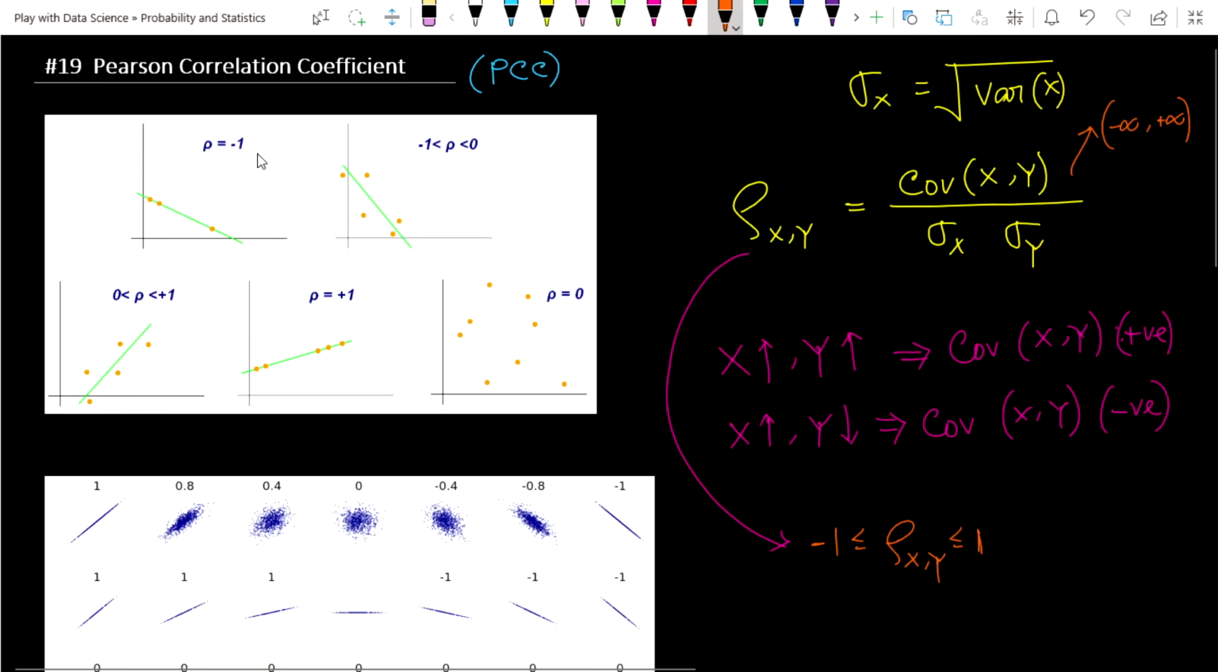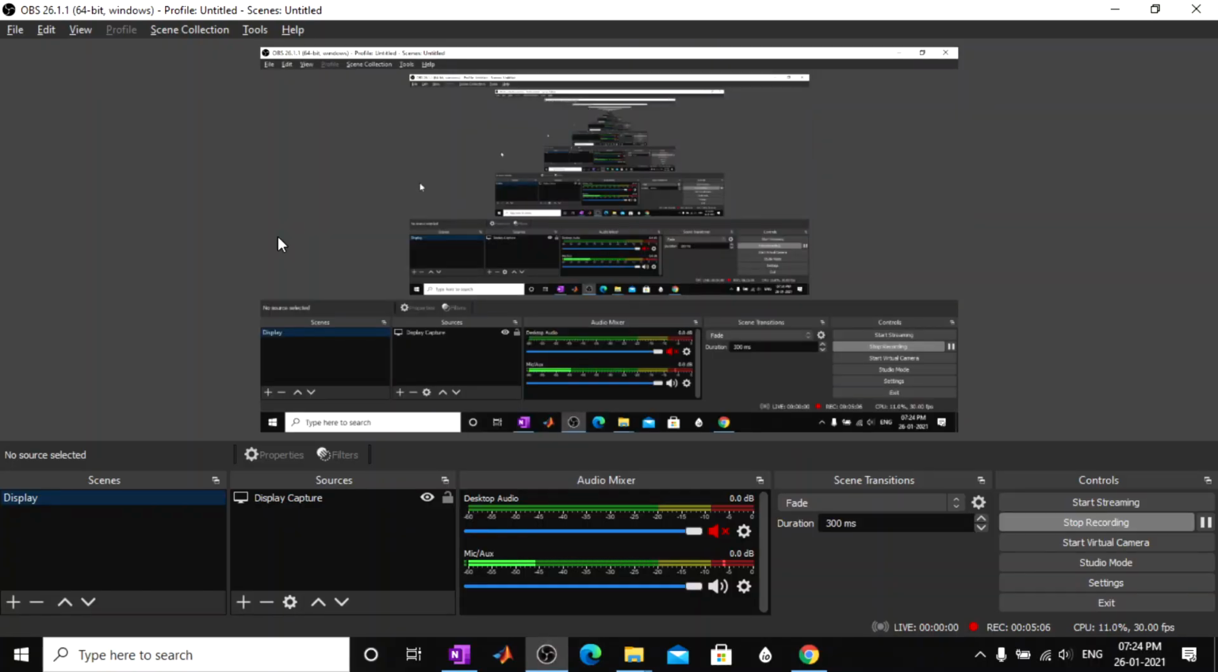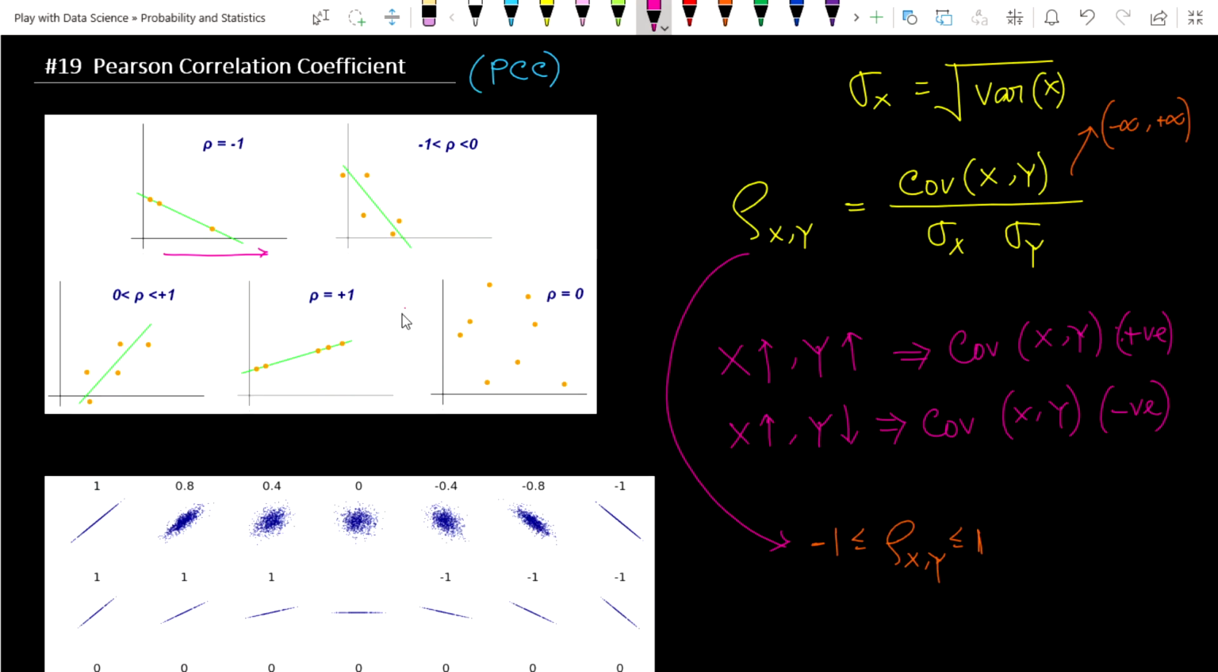Now let's see it geometrically. I am taking this picture from Wikipedia; just search for Pearson correlation coefficient on Wikipedia and you will find it. If our data points are properly linear, let's zoom into this picture, I think it will be better for us.